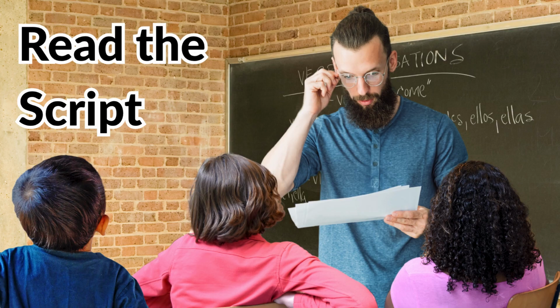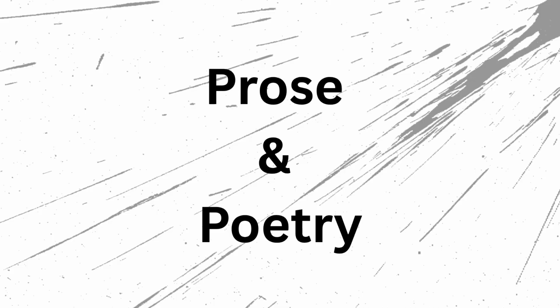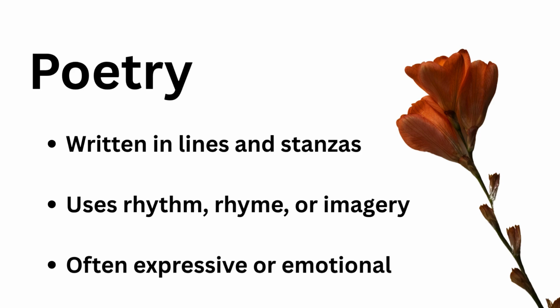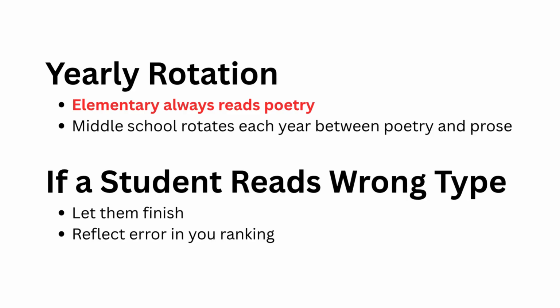Next, before we break down how to run the round step by step, let's take a moment to go over a few key rules specific to oral reading. Oral reading has 2 categories: prose and poetry. Prose is written in regular paragraphs, like short stories, essays, or novels. Reads like everyday speech. Poetry is written in lines and stanzas, and often uses rhythm, rhyme, or strong imagery to express ideas or emotions. Elementary students always read poetry.